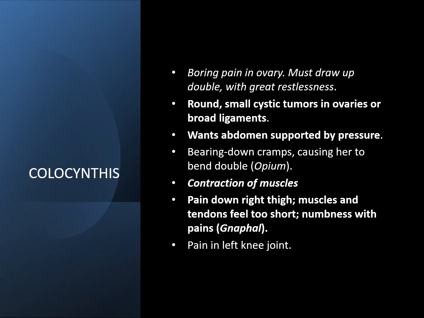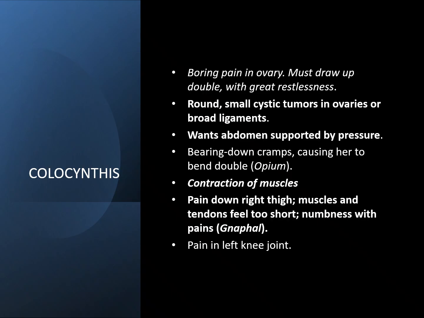Colocynth is generally used for relieving pain. So there is severe ovarian pain, a round small cystic tumor in the ovaries or broad ligaments, which we can find out by USG. There is boring pain in the ovary and the patient must draw up.